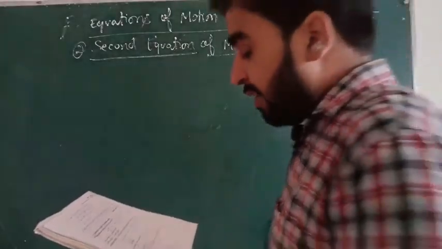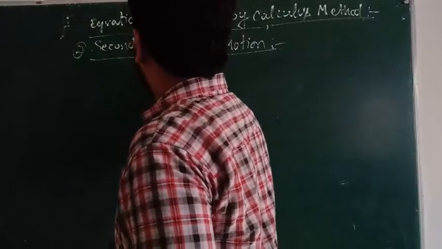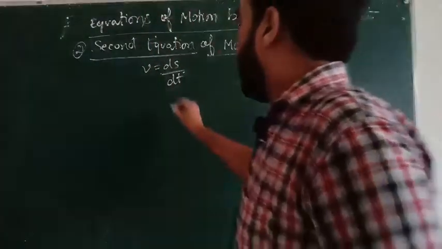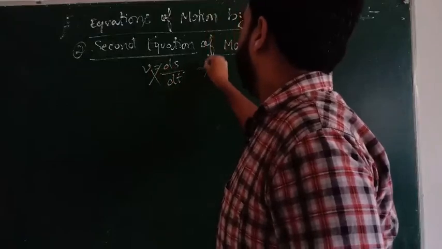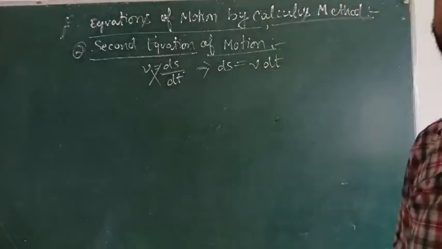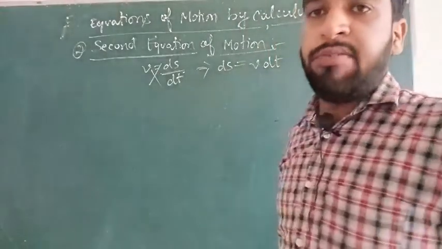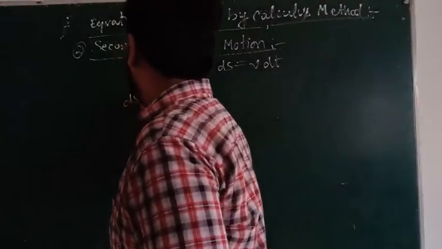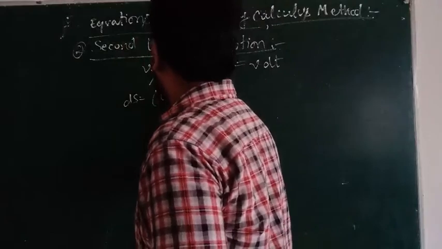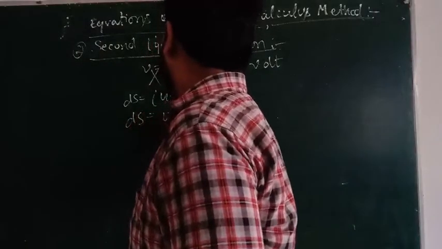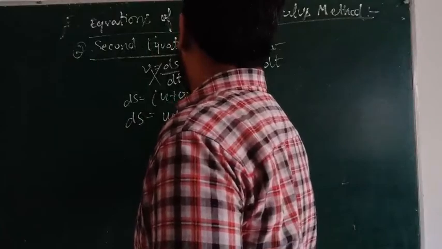So students, what is the value of velocity? Velocity is displacement upon time. So v is equal to ds upon dt. Now let us calculate the value of ds. ds will be how much? v dt. Now in place of v, what else can we write? We can replace v by u plus at. So ds is equal to u plus at dt. Now just open this bracket. So ds will be u dt plus at dt.